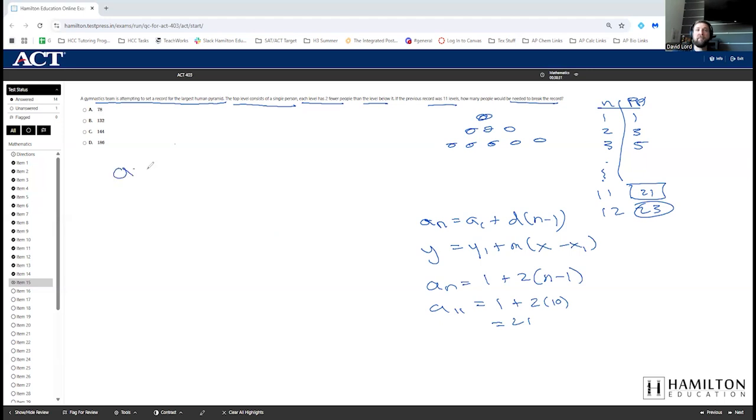The arithmetic sum formula is going to be represented by the number of terms divided by 2, and then the first term plus the last term in the sequence. So in this case, since we need 12 people, we're going to do 12 over 2. The first term was 1, and the 12th term was 23 people.